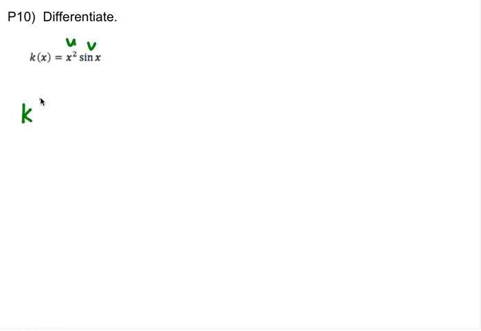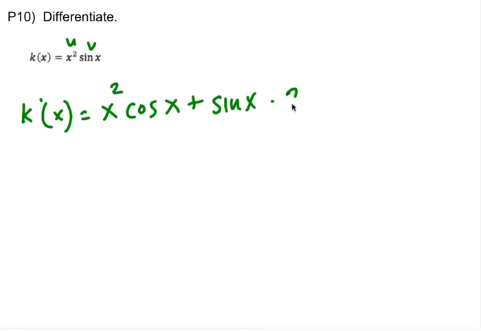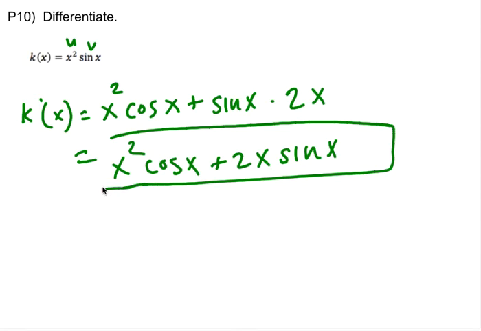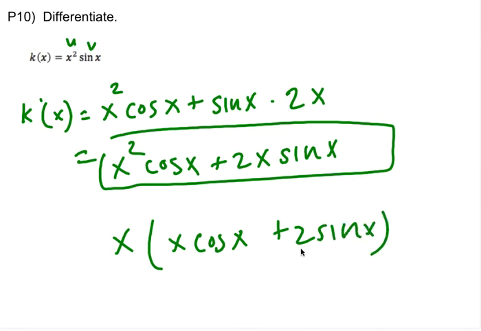So k prime of x equals u dv plus v du. Notice that 2x is not inside the sine, so I'm going to write this as x squared cosine of x plus 2x sine of x, and that's great. If you wanted to factor out a GCF of x, you certainly could. I don't think it's really going to help you much here, but you certainly can, right? That's also fine. All right, moving on.